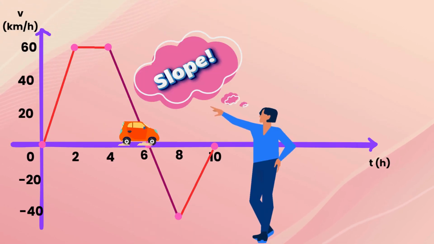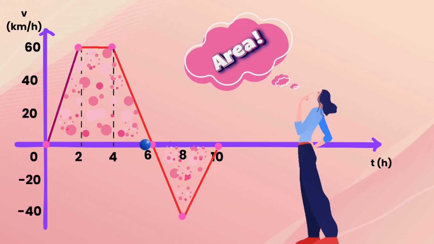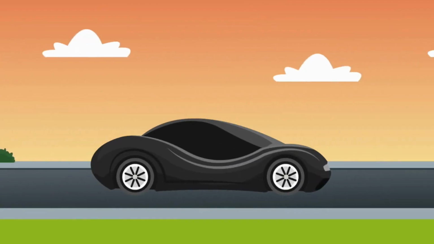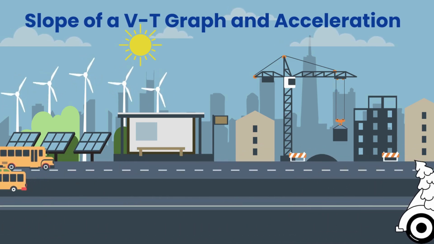Let us explore the meaning of the slope of the VT graph and the area under a VT graph in relation to an object's motion. Slope of a VT graph and acceleration.